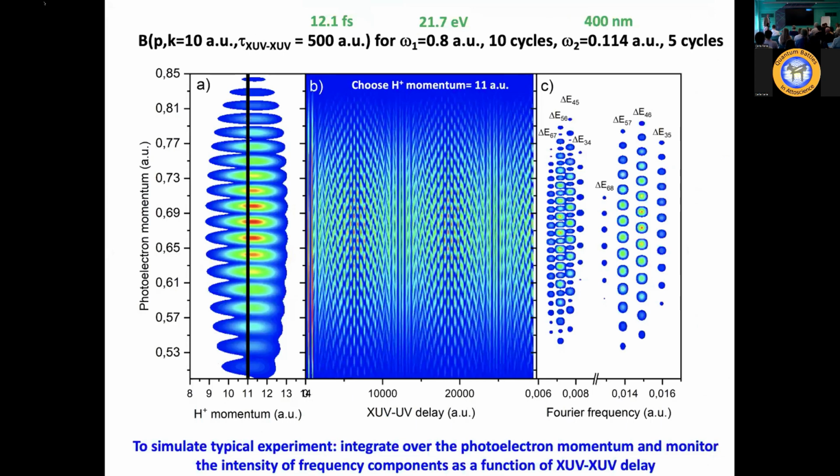Okay, I can describe it in words. As you might see on the screen, just like in the experiment, the intensity of these different frequency components is oscillating as a function of XUV delay. So in that sense, we see an observation here in the numerical experiment that is very similar to the observation that we've made in the experiment. Okay, so far so good. We've done an experiment and we have done some numerics, and with the numerics, we reproduce the experiment.